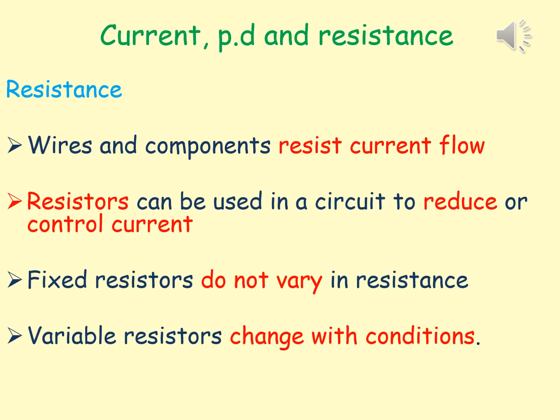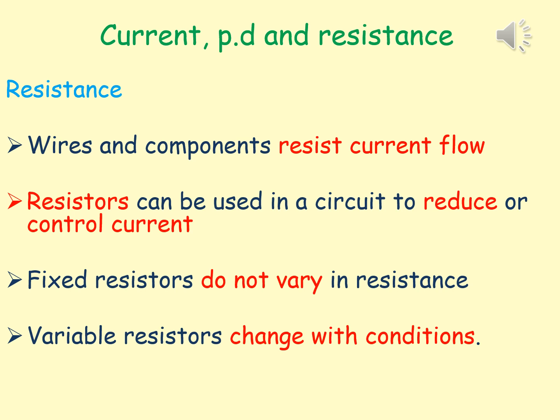So when it comes to resistance then, the wires and components within a circuit can resist the current flow. Whereas resistors themselves, they can be put into the circuit to reduce or control the current even further. Fixed resistors do not vary in resistance, so they will have a fixed ohmic resistance. A variable resistor can change with conditions.